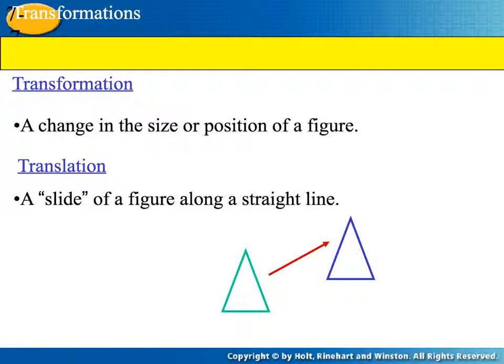All right, so a transformation is a change in the size or the position of a figure. Today we are going to be changing only the position of the figure. The size is a different formation. So a translation is a slide of a figure. You're taking a figure, like that triangle, and you're sliding it around the graph along a straight line. It's the exact same shape, just a different position.